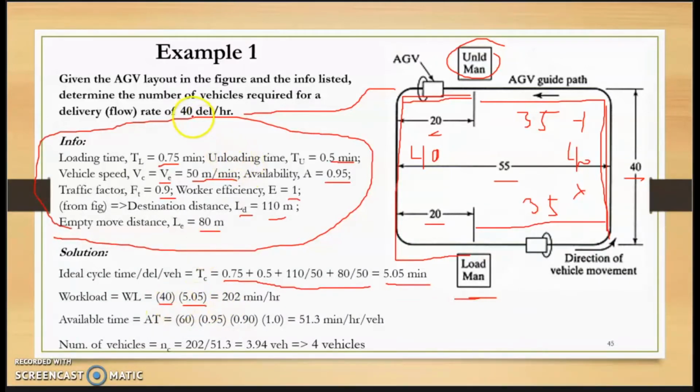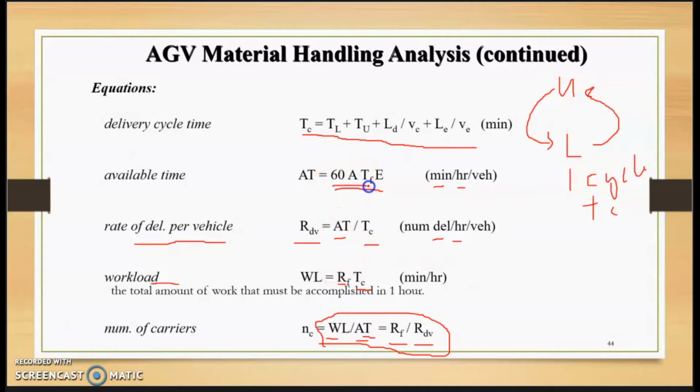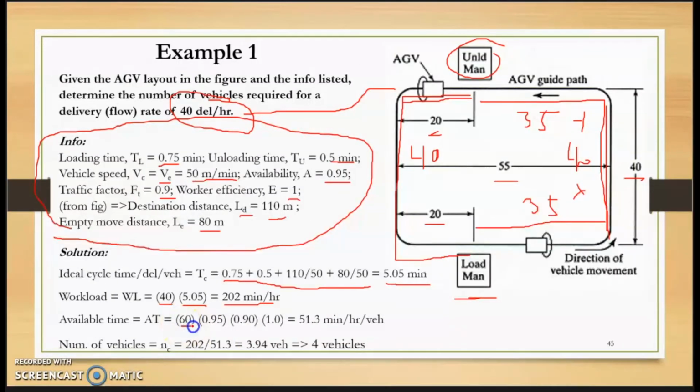So 40 is the desired delivery given by the question. These two numbers multiplied will result in 202 minutes per hour. This is the workload. And then for the available time, we use this formula: 60 times availability times the traffic factor times the efficiency. So we get this value.